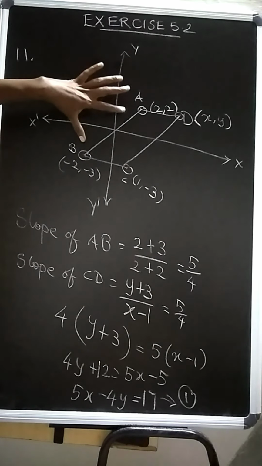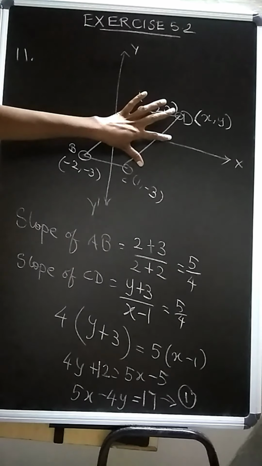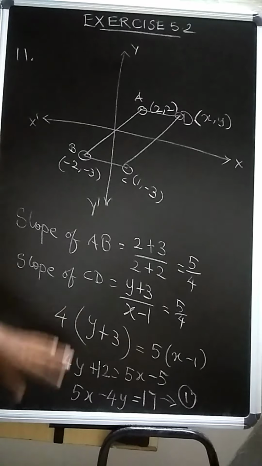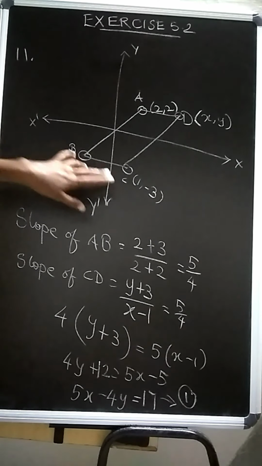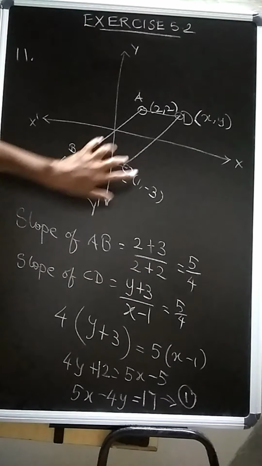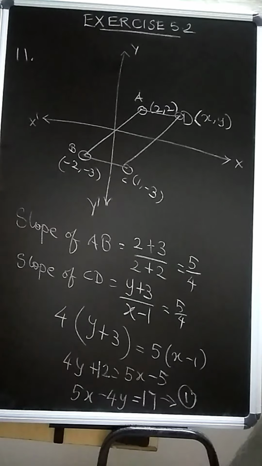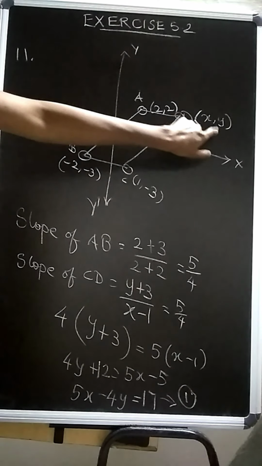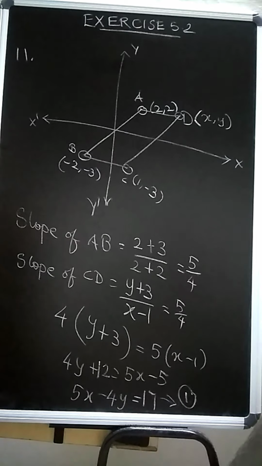We are going to find the slope of AB first, then equate it with the slope of CD, and you will form one equation. Similarly, you will find the slope of BC and the slope of AD and equate them to form one more equation. We are going to solve these two equations and find the values of x and y. Since there are two unknowns here, we need two equations to find the coordinates.